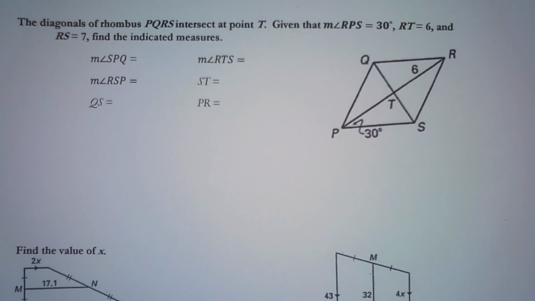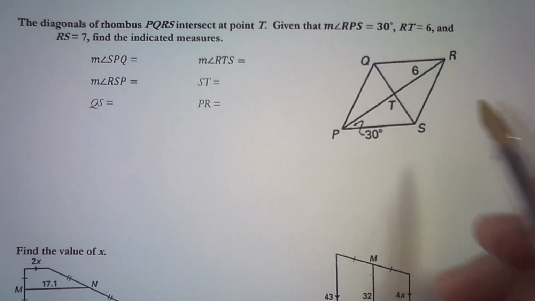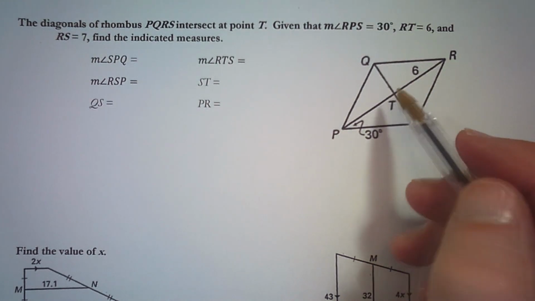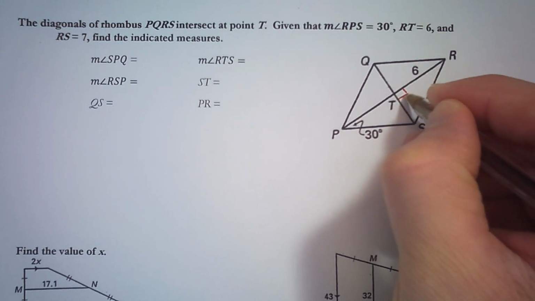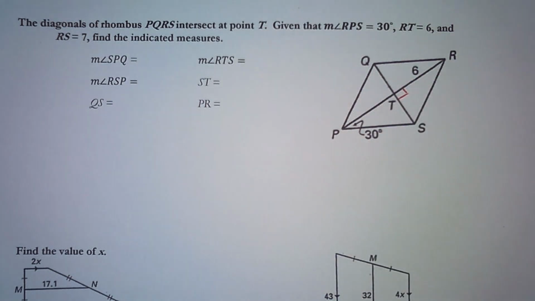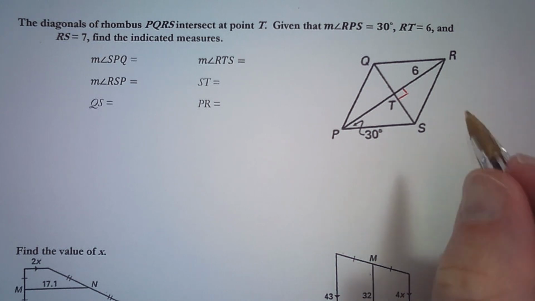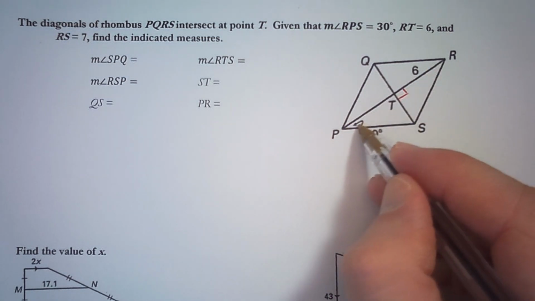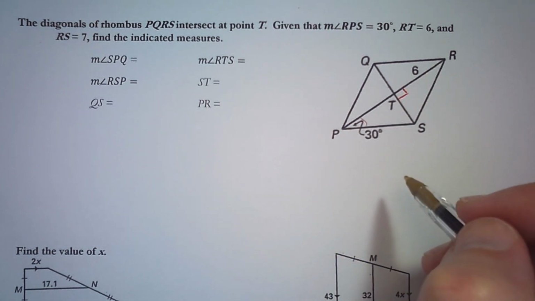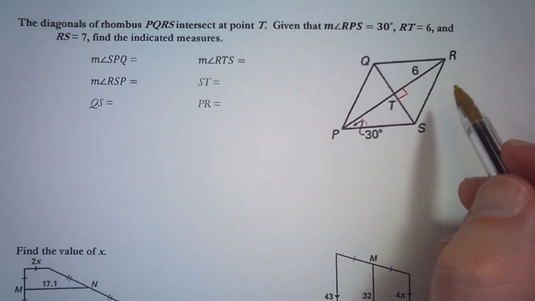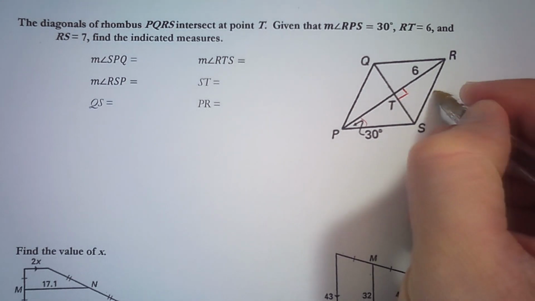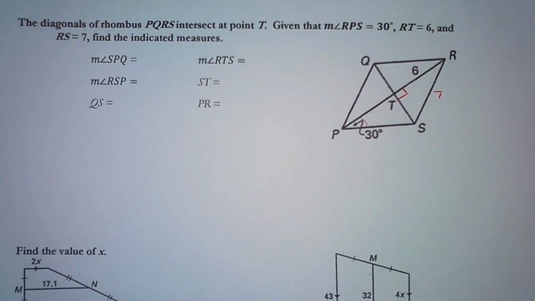Continue our review here now on page 2. The diagonals of this rhombus intersect at point T. In a rhombus, diagonals are perpendicular, so that means there is a right angle, and there's right angles all around here. Given that the measure of angle RPS is 30 degrees, so here's a 30-degree angle, and the length of RS is 7, find the indicated measures.